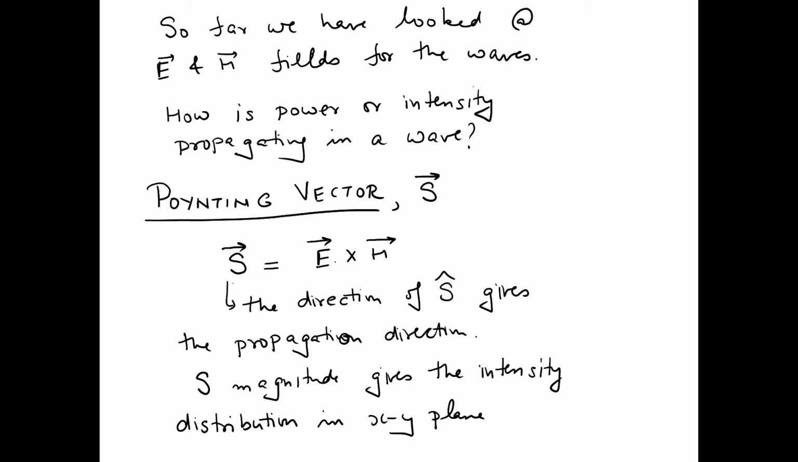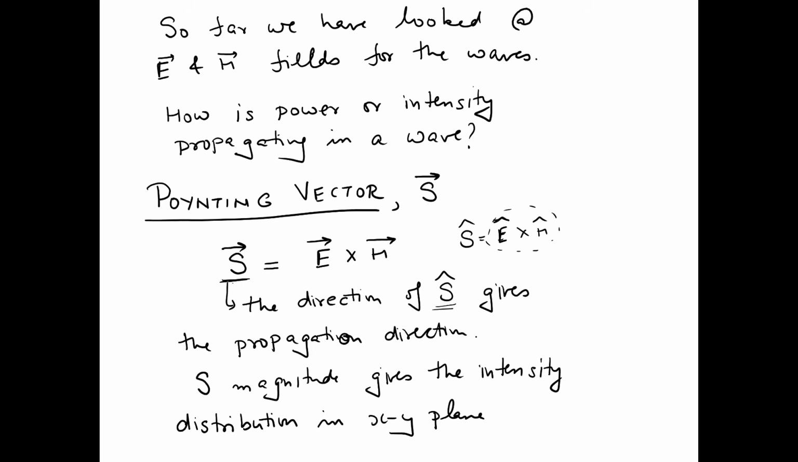Again, remember, E is propagating in Z, but it has amplitude variation. It could have amplitude variations in the XY plane too if the wave is constructed in that direction. So the direction of S gives the propagation direction. If you notice, what would the direction of S be? The direction of S is E cross the direction of H. We have already seen that this cross product tells you the direction in which the wave is propagating.